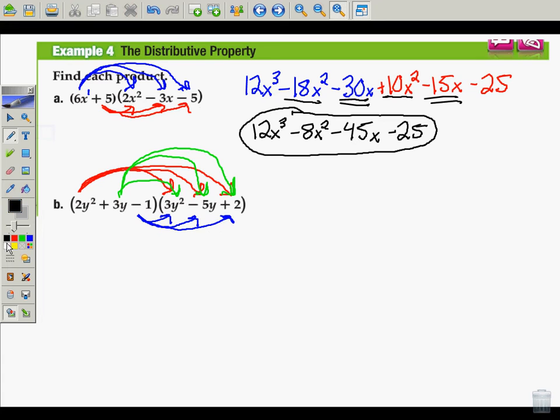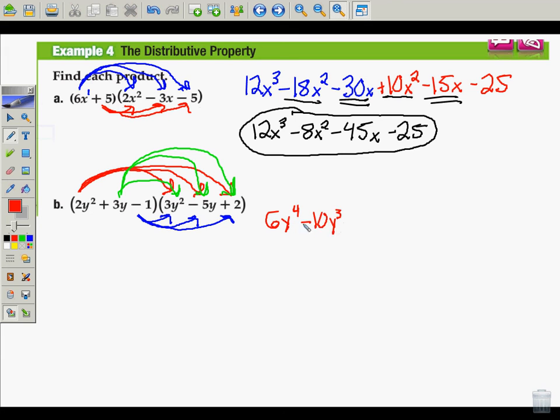2y squared times 3y squared gives me 6y to the 4th. Remember, when you multiply, you add exponents. Then I've got 2y squared times -5y. That will give me -10y cubed. Then positive 2y squared times positive 2 gives me positive 4y squared.